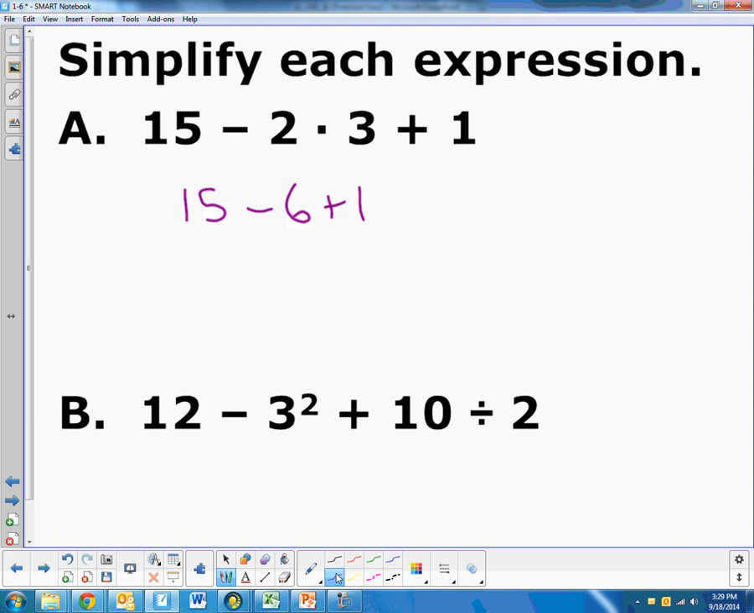So 15 minus 6, I'm going to read from left to right, so I'm going to do that subtraction first. I'm going to get 9 plus 1. Again, I'm going to rewrite that. And 9 plus 1 is 10. So I want to see that triangle shape. You do not need to rewrite the triangle or draw those lines in there to make the triangle. If you want to, go for it. But I do need to see that triangle shape come out of this problem. I need you to rewrite every step.